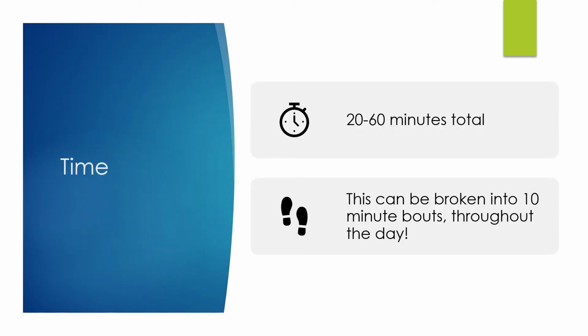The recommended time to get benefit of the cardiovascular system and the brain is 20 to 60 minutes. This does not have to be done all at once, but can be broken into 10-minute bouts throughout the day. Remember, you should be exercising at an intensity that allows you to last 20 to 60 minutes.